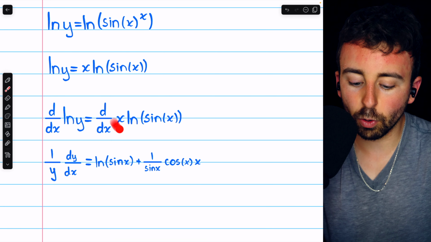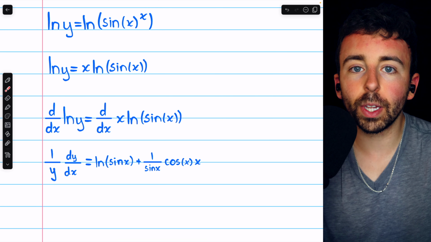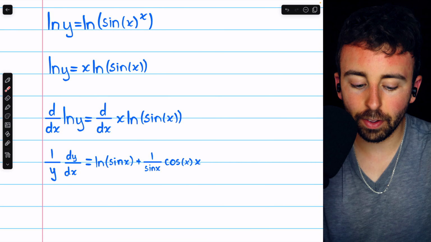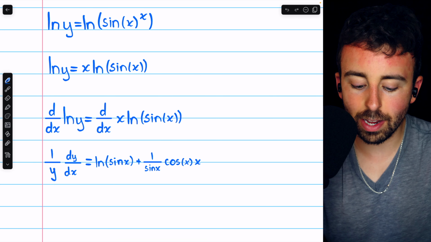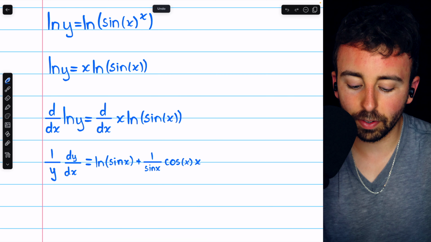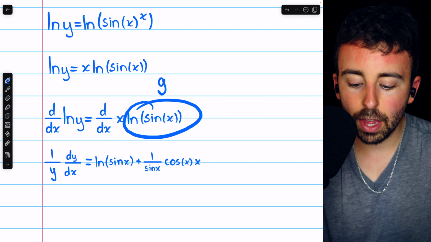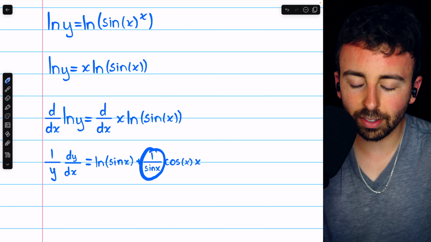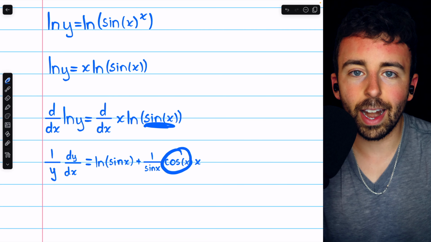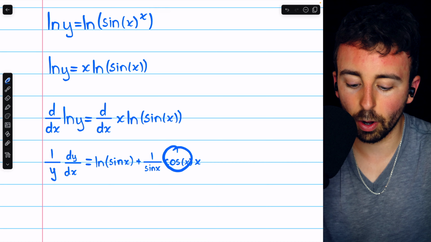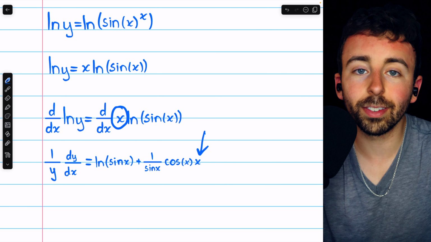Now on the right side, taking the derivative of x ln sine of x, we need to apply the product rule, f prime g plus g prime f. If we say that f is x, then f prime is 1. And so f prime g is just 1 times ln of sine x. Then if we say that the natural log of sine x is g, then g prime is 1 over sine x times the derivative of that inside function, sine x. The derivative of sine x is cosine x, so we multiply by cosine x. That is g prime, and then we have to multiply it by f, which of course is just x.